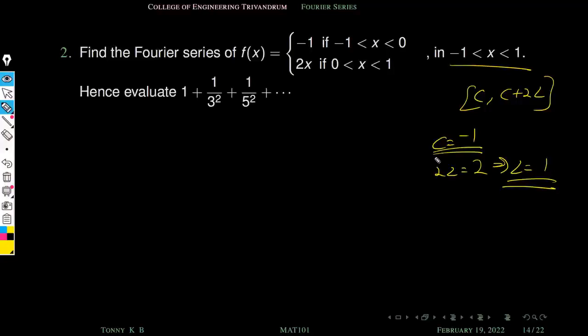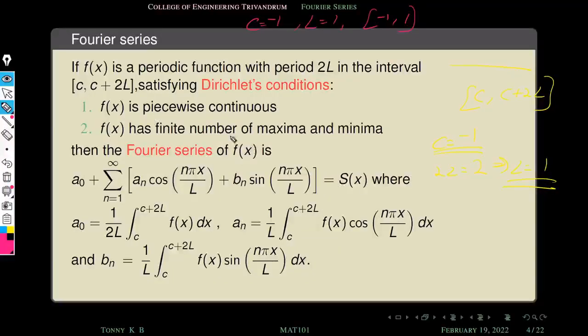So we can write the Fourier series. What are the changes in our Fourier series? Our interval is minus 1 to plus 1. So all the integrations are from minus 1 to plus 1. And what about the change in cos n pi x by L? In this case our L equals 1. So this becomes cos n pi x, that's all, because L equals 1. All the n pi x by L become n pi x. So this also n pi x.